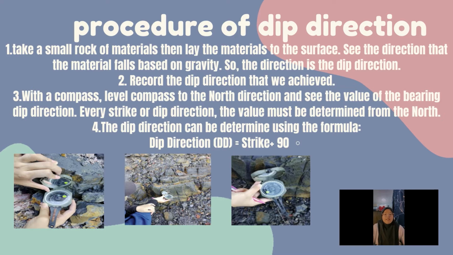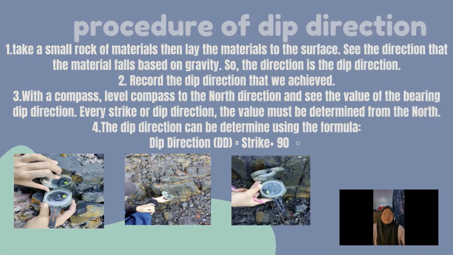With a compass, level the compass to the north direction and see the value of the bearing dip direction. For every strike or dip direction, the value must be determined from the north. And lastly, the dip direction can be determined using the formula strike plus 90 degrees.